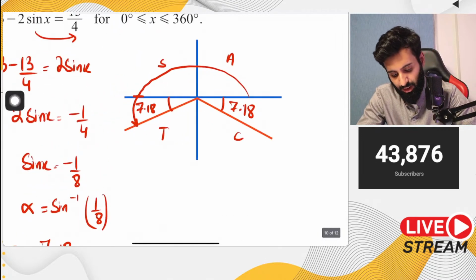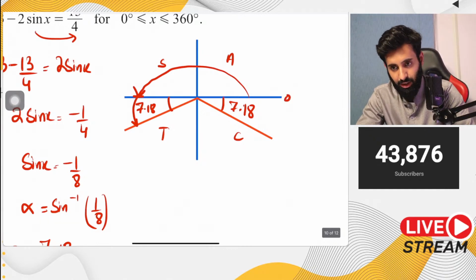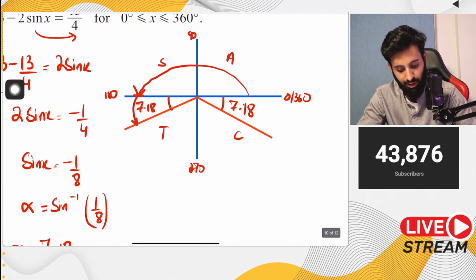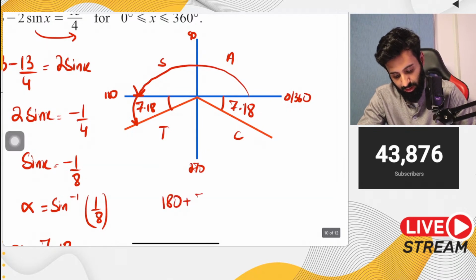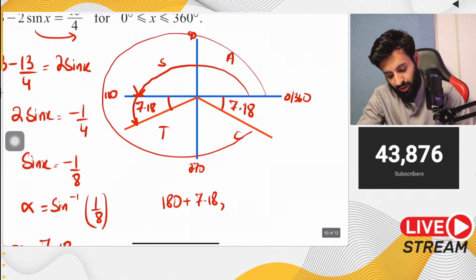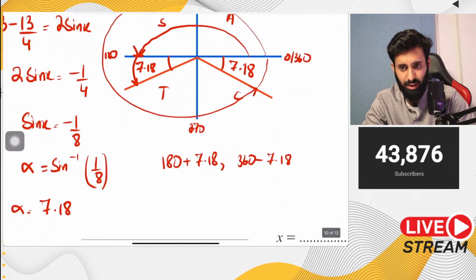Up until here it's going to be 180. Here's 0, here's 90, here is 180, here's 270, and here is 360. So if up until here it's a straight line, it's 180. What do I need to do to get to this angle, to get to this line? Just add 7.18 to it. Again, you don't need to memorize it, just use your common sense. For this angle, if you had gone a full circle, it would have been 360. Now you need to subtract 7.18, and that's it.